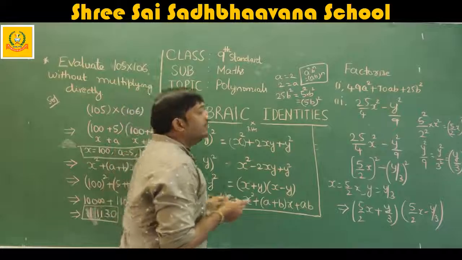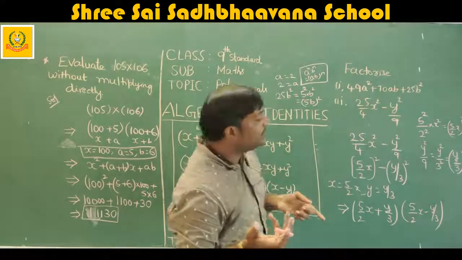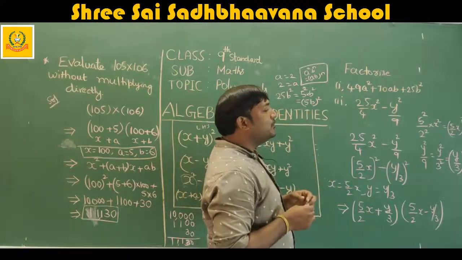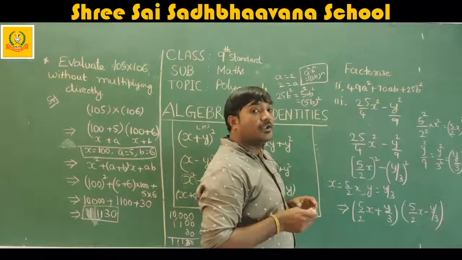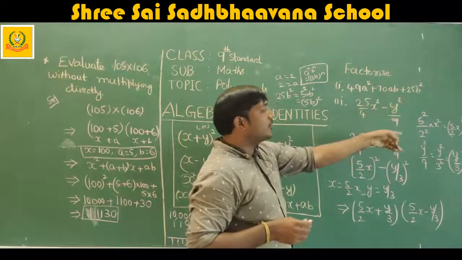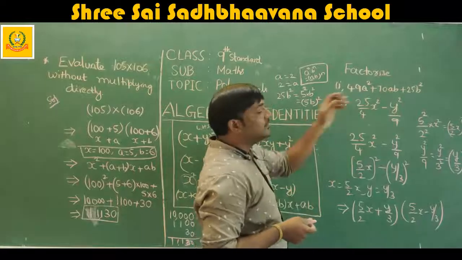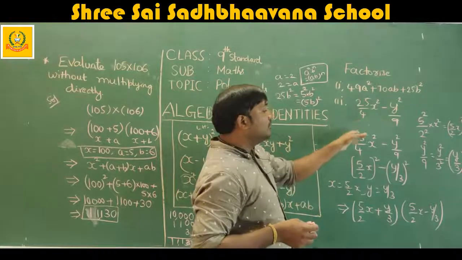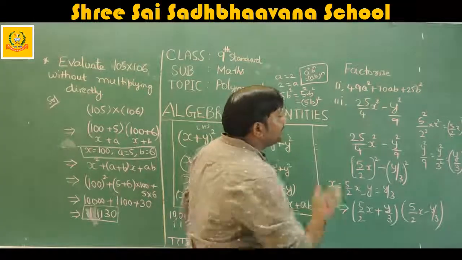As they have given 25 by 4, 25 and 4 are perfect squares. Can't we write it as 5 square by 2 square into x square? The whole thing we can write as (5 by 2x) whole square. You just send the square inside, you will get the same thing. 5 square by 2 square into x square, you will get the same 25 by 4x square. That's the reason I wrote (5 by 2x) whole square minus.